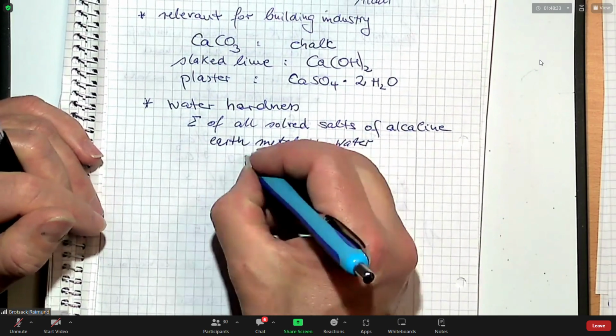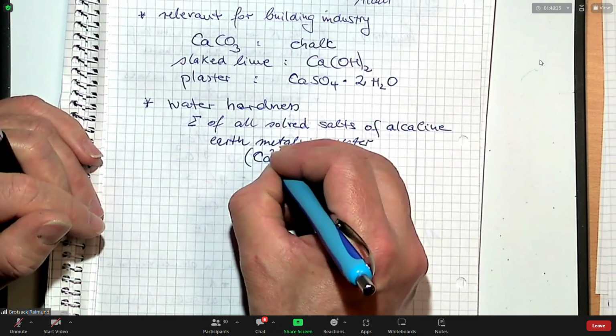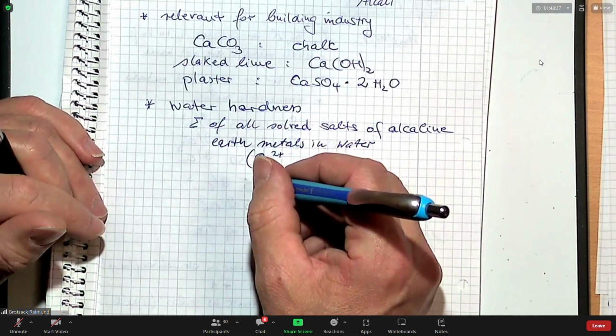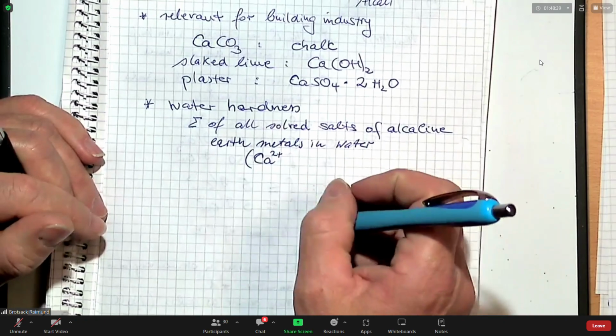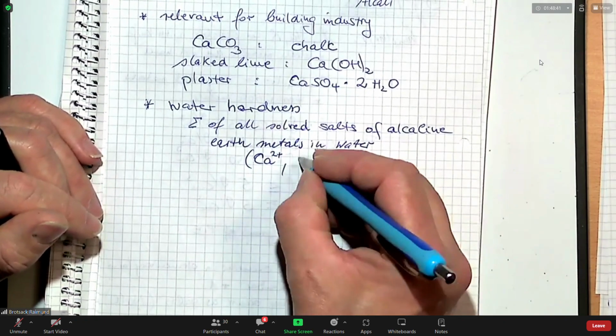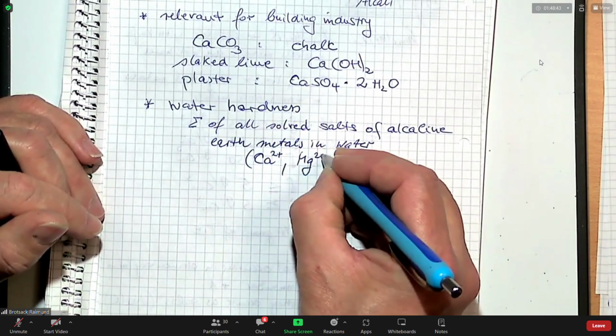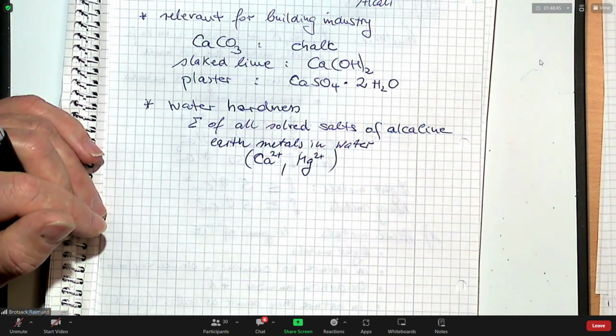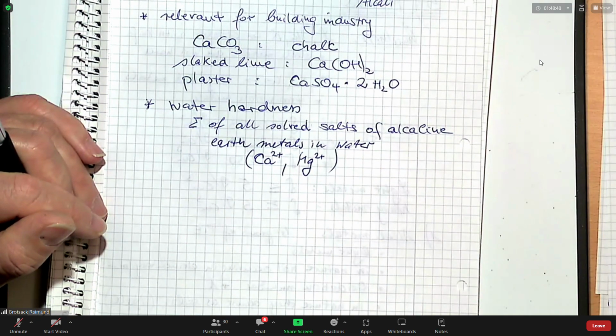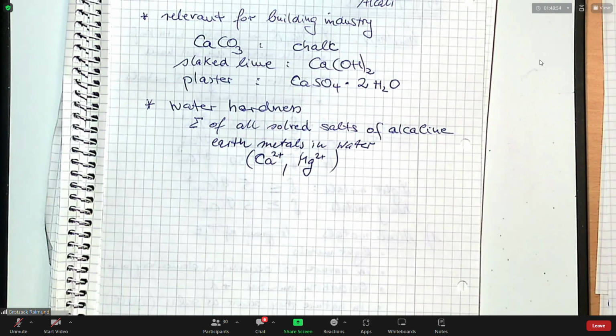The most important are those from the calcium, so the calcium 2+ ions, the solved ions, or the magnesium 2+. Those are the most important. When we talk about water hardness, I think you heard about water hardness. Do you have some own experience on that topic?